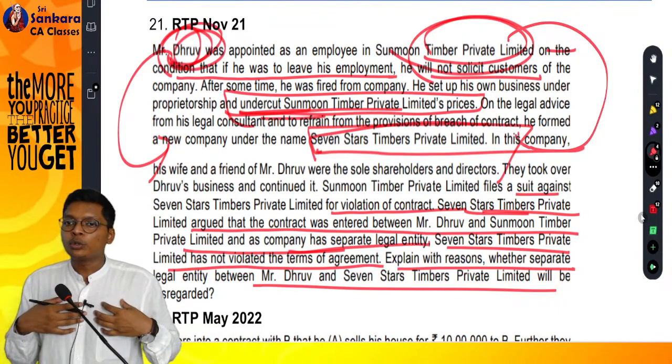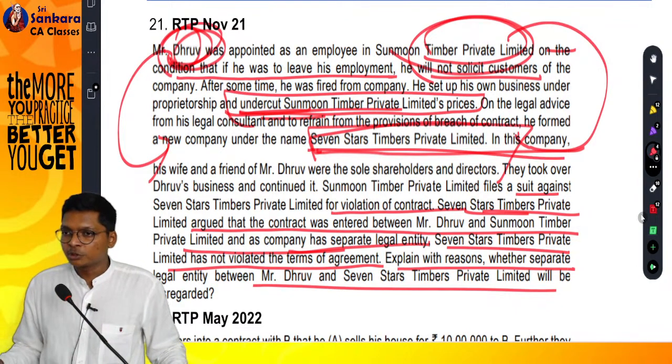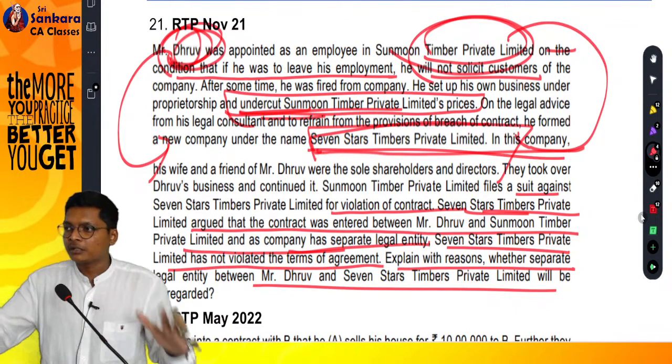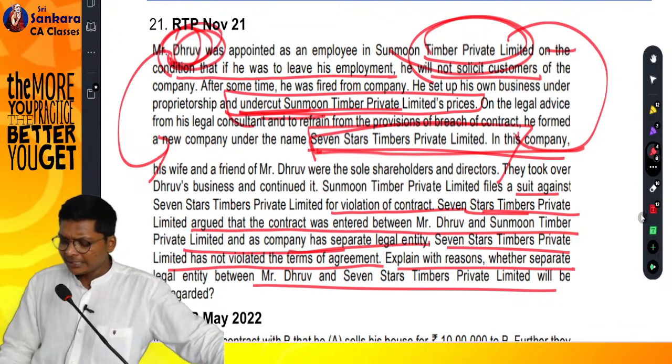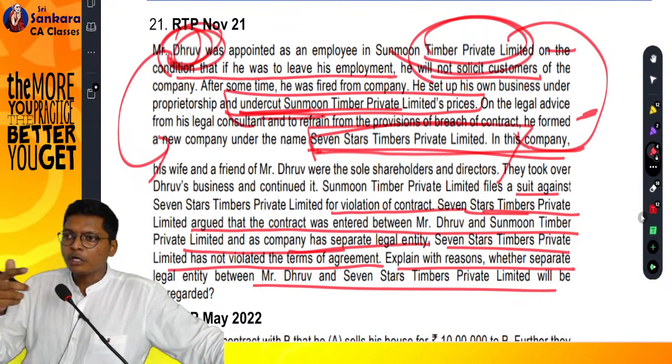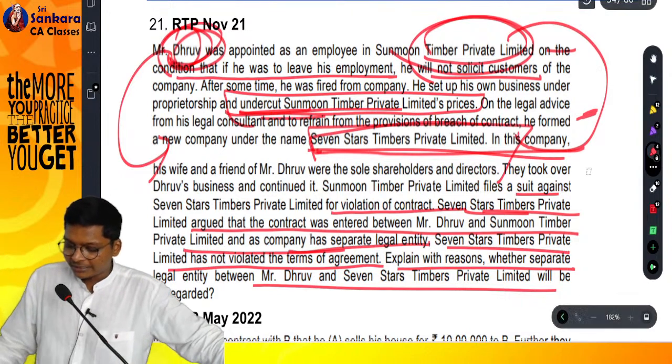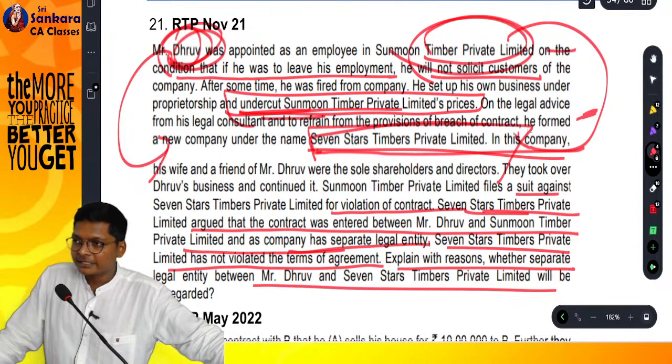Dhruv cannot say I am not doing this work, 7 Stars Timbers is doing it. Lifting of corporate veil, both are one and the same. To avoid legal obligation, or for fraudulent purpose, to defraud other parties. You can write that. Clear, guys?